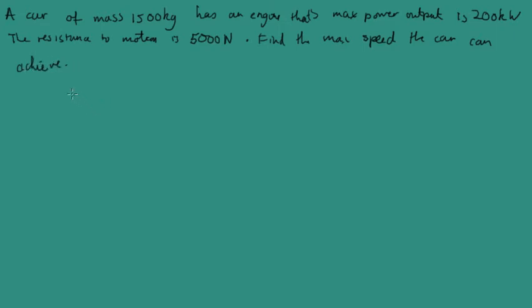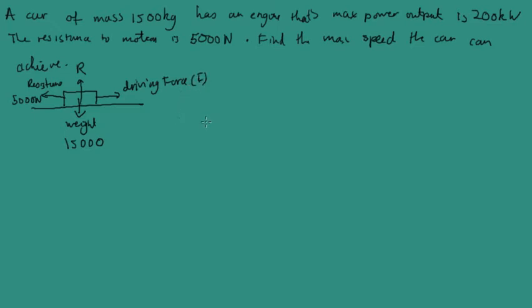So like with so many of these issues, we draw a force diagram. So here's our car. Its weight is down here. R's here. The resistance is in this direction. It's 5,000 newtons. The weight is going to be 1,500 times 10, so it's going to be 15,000. And we have our driving force, and that'll be F. So the resultant force will be the driving force minus the resistance.